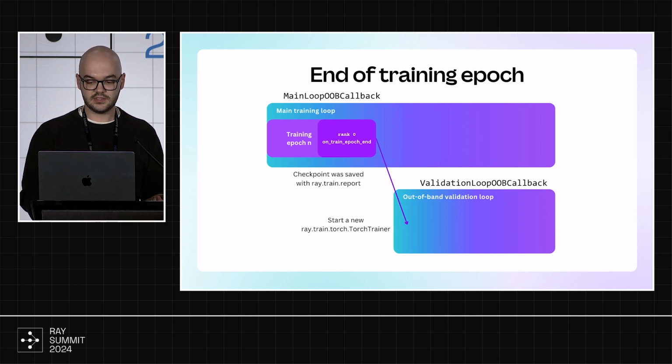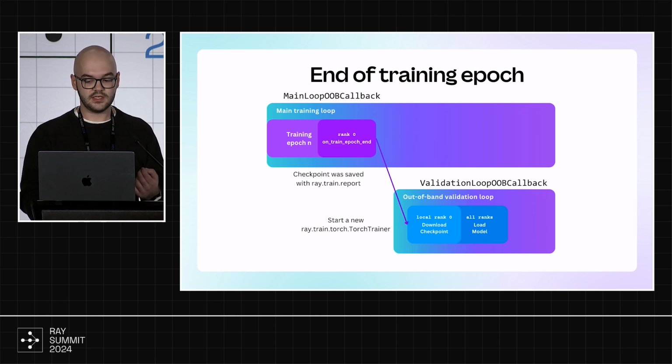Over on this side, the validation loop out-of-band callback will first download the checkpoint on all local rank 0s, after which all the ranks will load the model weights in. And then the validation can begin.